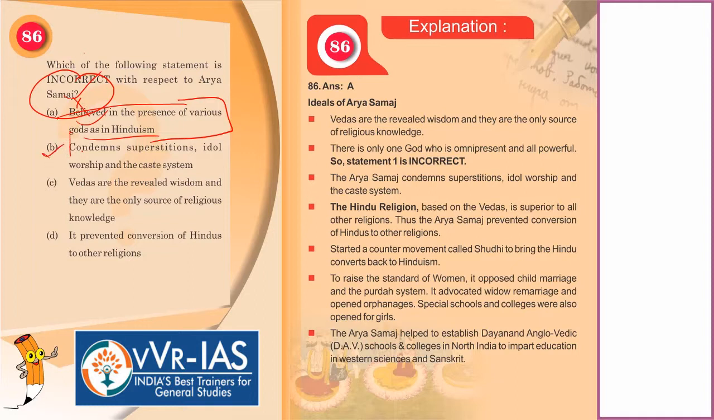It condemned superstitions, idol worship and caste system. They believe that Vedas are the revealed wisdom and they are the only source of religious knowledge. It prevented conversion of Hindus to other religions. All the other three statements are correct. You can read in detail over here. Okay?